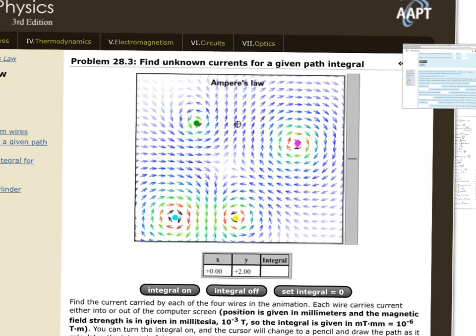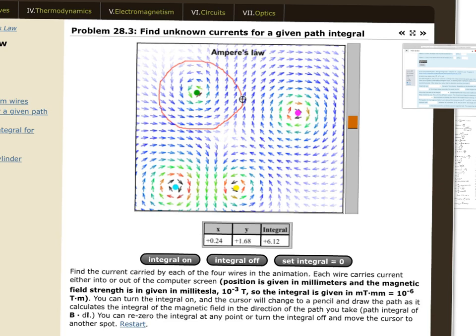Whoops, wrong thing. Turn the integral off. Take our little cursor, you see the circle isn't closed, and bring it down here. Turn the integral on and try a different path. Much bigger one. Close the circle. Pretty close. And you see I got an integral of about the same value. It's a little bit higher, probably.